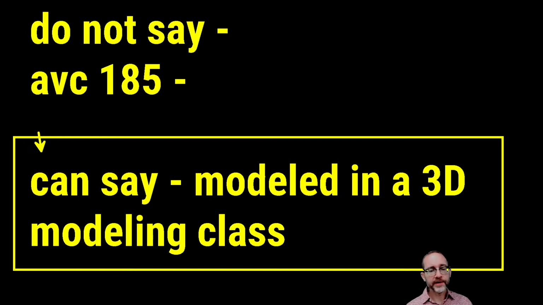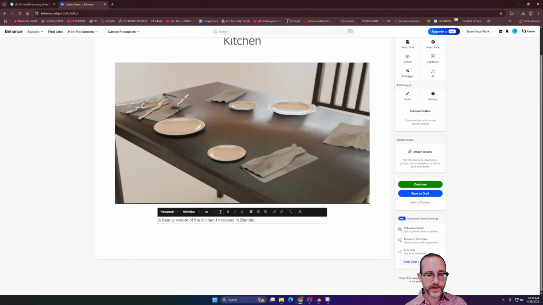What I would try to talk about here is your process, right? I used box modeling techniques to create the table and chairs from a reference image. Do not copy what I'm saying here. Come up with your own explanation. Show your work. Talk about the process here.